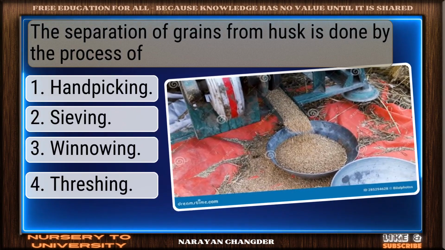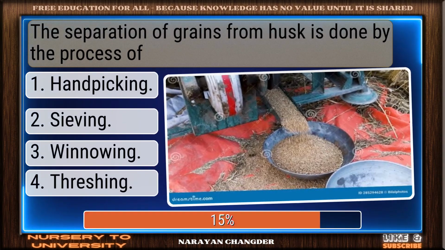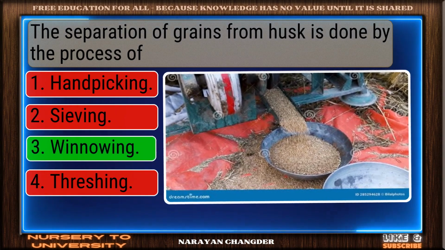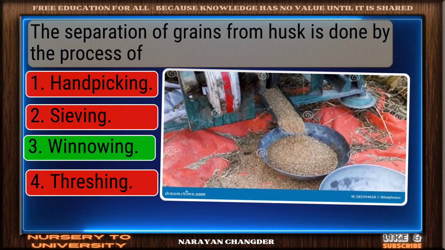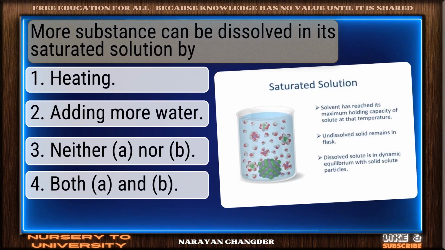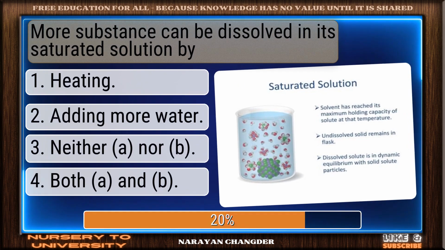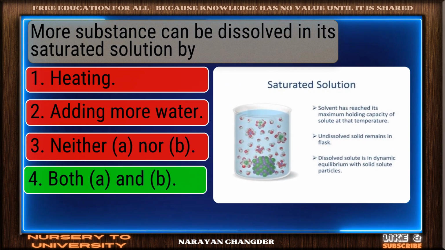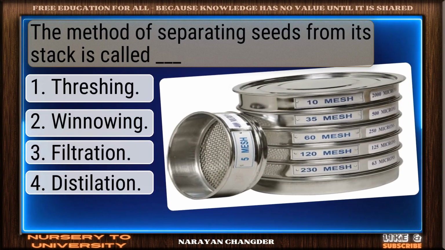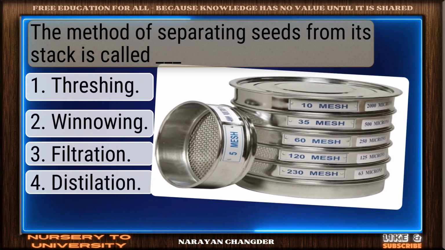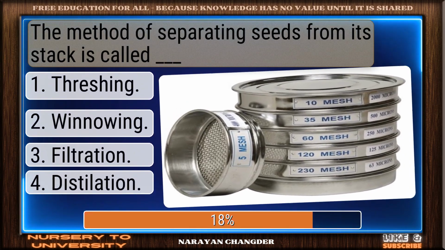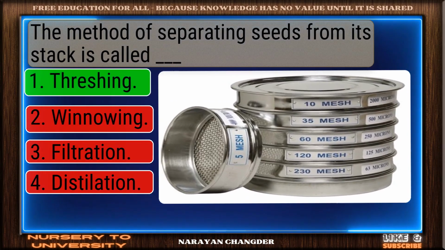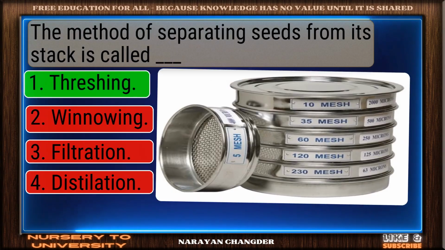The separation of grains from husk is done by the process of. Great thinking. Winnowing is the right choice. More substance can be dissolved in its saturated solution by. Perfect. Both and is the correct choice. The method of separating seeds from its stack is called dash. Exactly. Threshing makes sense and it is right choice.